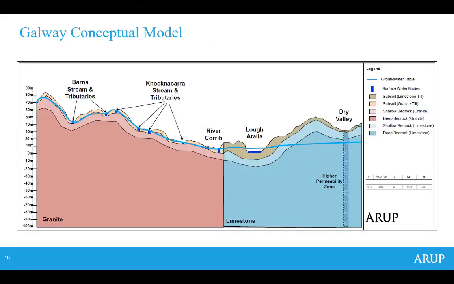So as I was saying, in the Galway model, on the west of the city, we can see our conceptual model here that we have somewhat thin subsoils with quite a high drainage density, a lot of streams, and quite a shallow water table linked into those because of the lower permeability of the bedrock. Whereas on the eastern side, with the karst, we have a very flat hydraulic gradient. We have dry valleys, and much higher permeability in the bedrock.